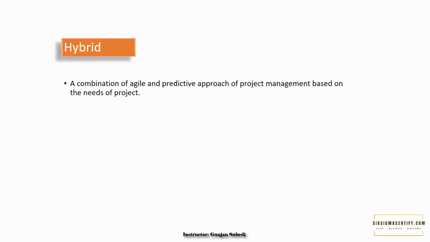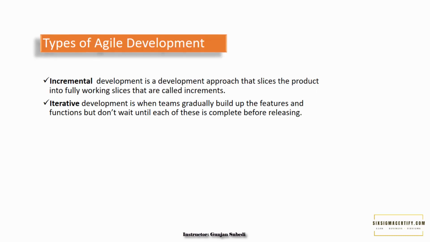There is also a hybrid approach, which is a combination of agile and predictive approaches based on the needs of the project. There may be two ways of development in any agile or hybrid projects. This could be incremental or iterative. Incremental development is the development approach that slices the product into fully working slices that are called increments. The iterative development is when the teams gradually build up the features and functions but don't wait until each of these is complete before releasing.